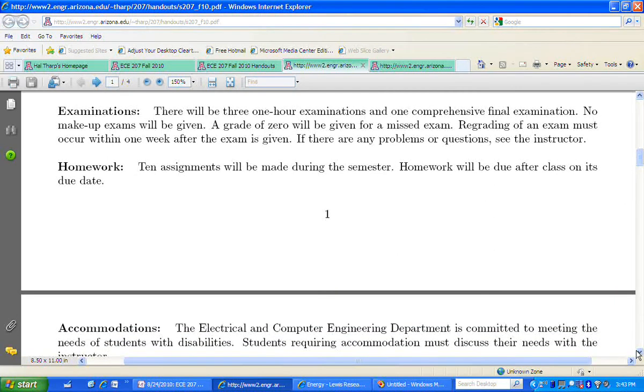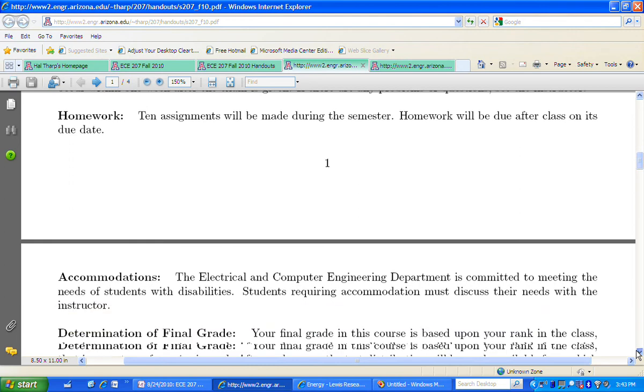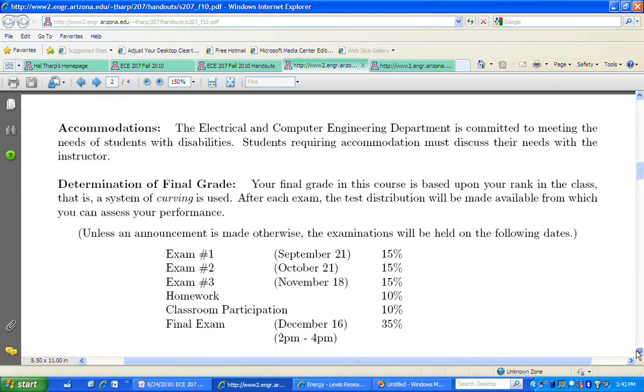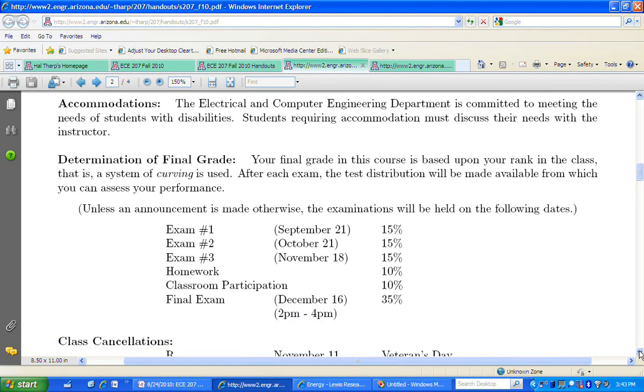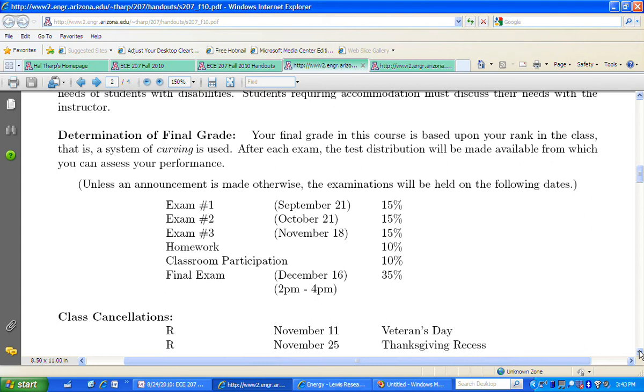Oh, examinations. We'll have 3 in-class exams, and the point totals for those are on maybe the 2nd page. And here are the tentative dates. We'll try to stick with those. September 21, October 21, and not November 21, but November 18th. The final exam is the 16th. I believe that's a Thursday, and it's from 2 to 4. If you think there's an error in that final exam day or time, please let me know, but I think that's correct.